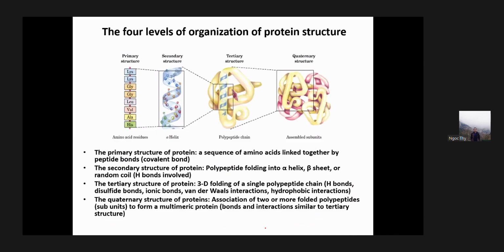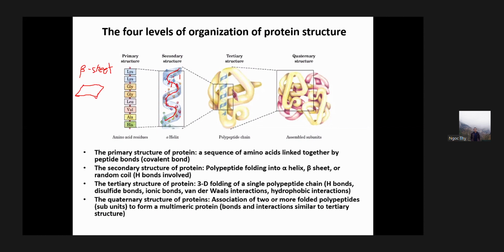So the second one is a loop here. For example, the structure formed by the hydrogen bond from one amino acid to the other makes the alpha helix, which is a helix structure here, or sometimes another structure called the beta sheet. It's like a sheet of paper from here.